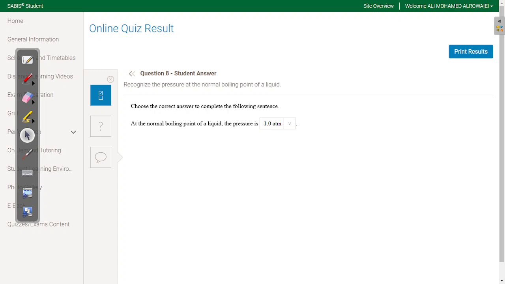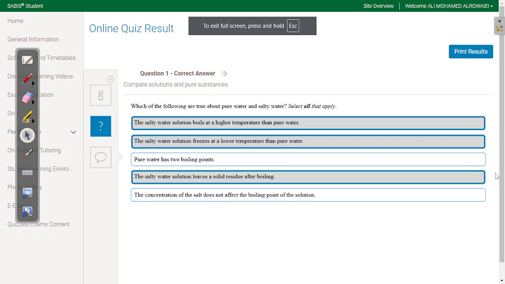Okay, I finished the 6.1 quiz. Let's go to the next. Okay, this is the 6.2 quiz. Let's start. Which of the following are true about pure water and salty water?